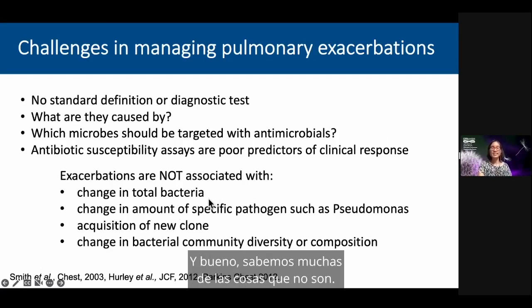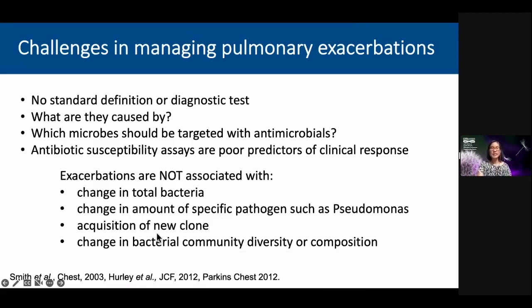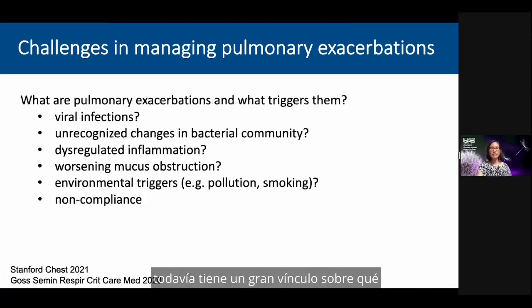So what do we know about exacerbations then? Well, we know a lot of the things that they're not. We know that it's not because there's a bloom, an increased density of bacteria. We know that it is not a bloom of a particular pathogen, such as Pseudomonas. It is typically not because of an acquisition of a new clone of Pseudomonas. And people have not been able to identify a clear signature about how the community, either diversity or composition, has changed. And so right now, I would say that the field is still very much at a loss about what exactly is a pulmonary exacerbation and what triggers them.